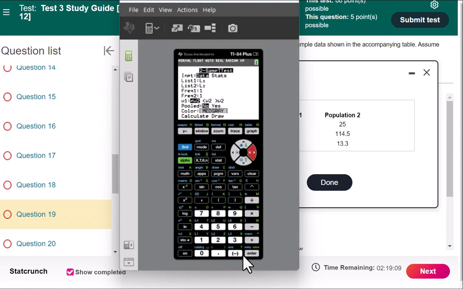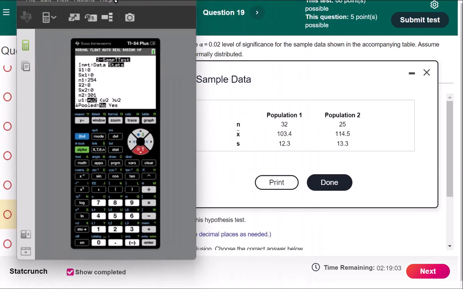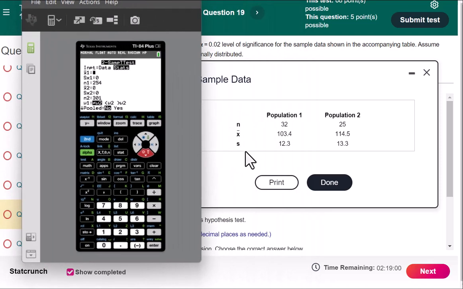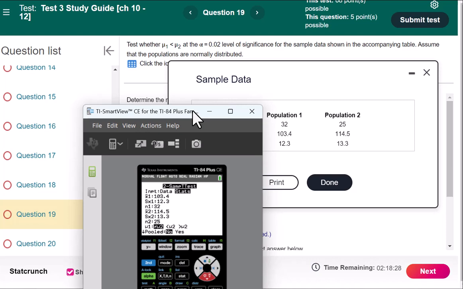Okay, not data. I have summary, so I go back to stats. Okay, x1 bar. Let's record the data now. 103.4. S1 is 12.3. N1 is 32. X2 bar is 114.5. S2 is 13.3. N2 is 25. And we're testing that mu1 is less than mu2.